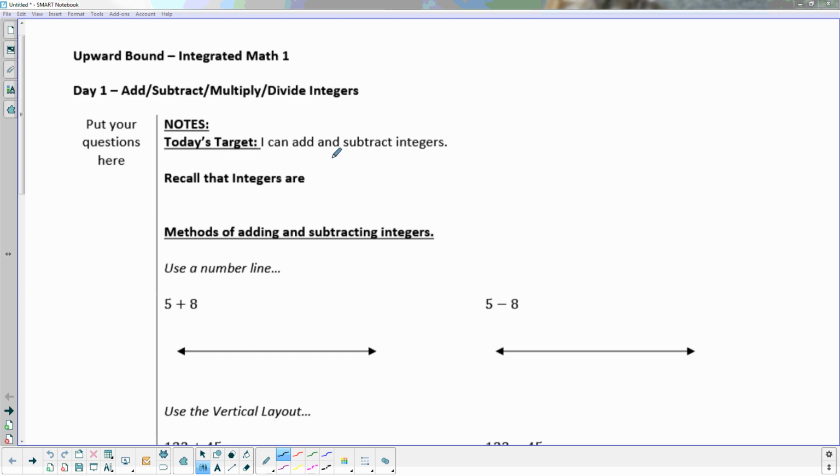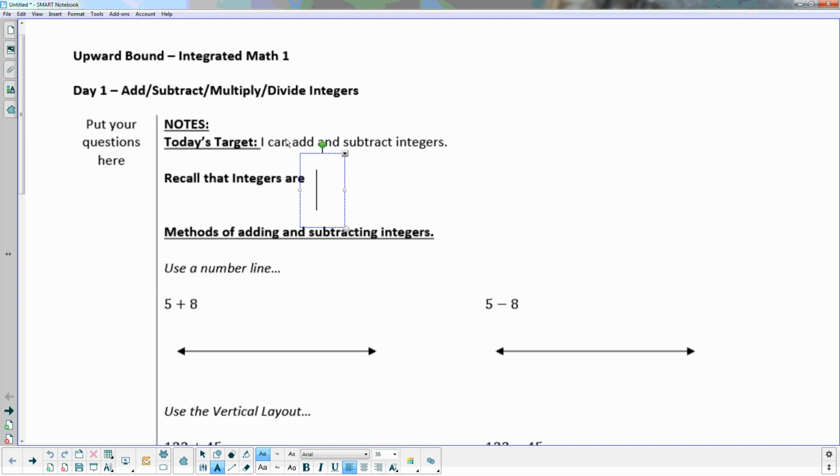So we went over this in class today, but just in case we needed a quick little refresh, that's why I put these videos up to help us out. So today we're talking about adding, subtracting, multiplying, and dividing integers.